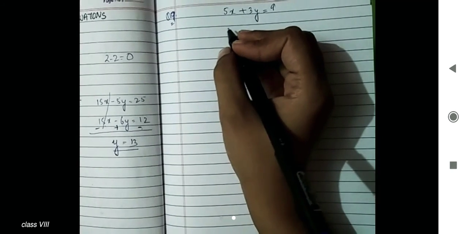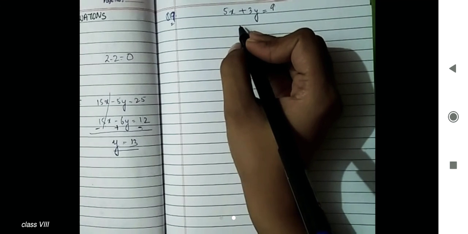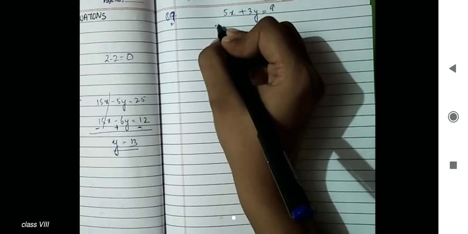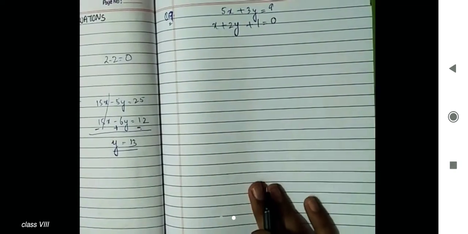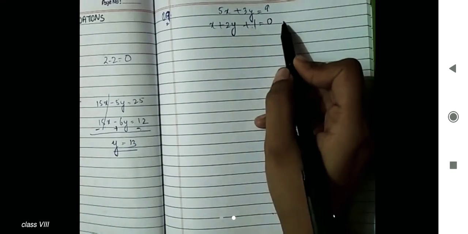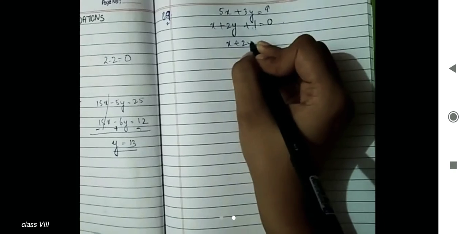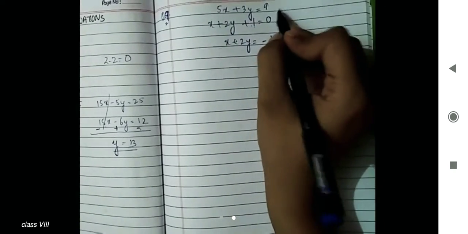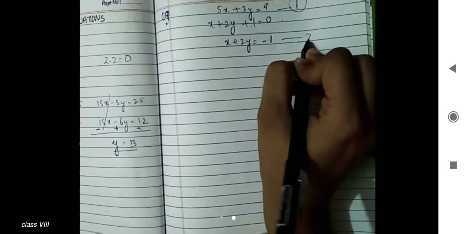I'm solving question number 9 from this exercise 22.1. I will take 5x plus 3y is equal to 9. Next is x plus 2y plus 1 is equal to 0. You can see the constant is on this side, while in the above equation the constant is on the other side. No problem, you can change the place so that it looks the same. Plus 1 becomes minus 1. So this is your first equation and this is your second equation.